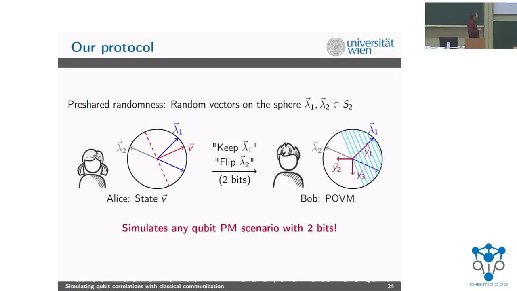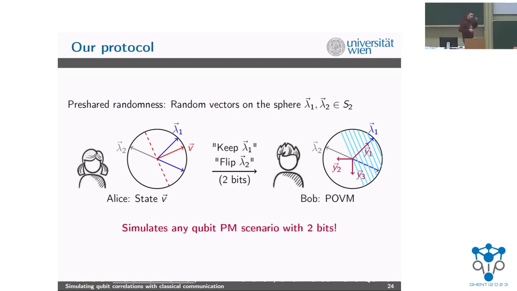And from that, he has a recipe, he knows what to do to find one of the outputs for these POVM elements that obey exactly quantum statistics. This part is a bit harder to explain, so I decided to skip it. But if you believe me that this is possible, then the protocol basically follows. And this can be used to simulate any qubit prepare and measure scenario with just 2 bits of communication. And that's, in my opinion, the main message.